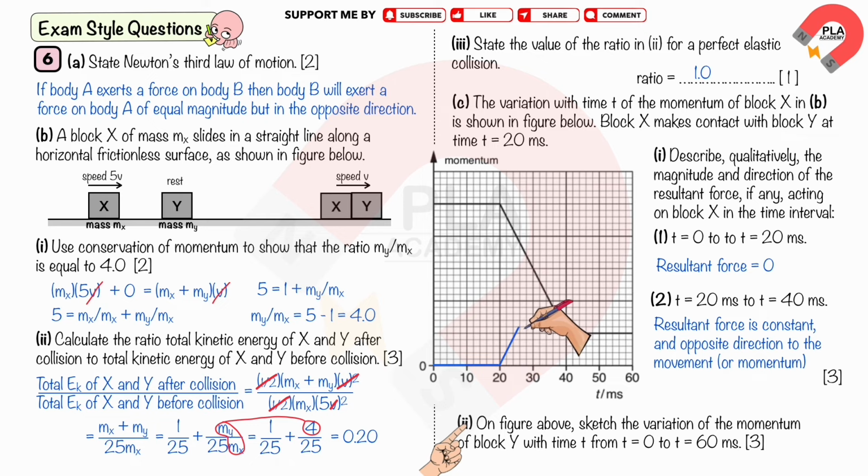The momentum of block y increases from 0 between t equals 20 to 40 milliseconds to this. This is because total momentum before the collision is equal to total momentum after the collision. Total momentum before the collision equals 5. Total momentum after the collision must be 5.